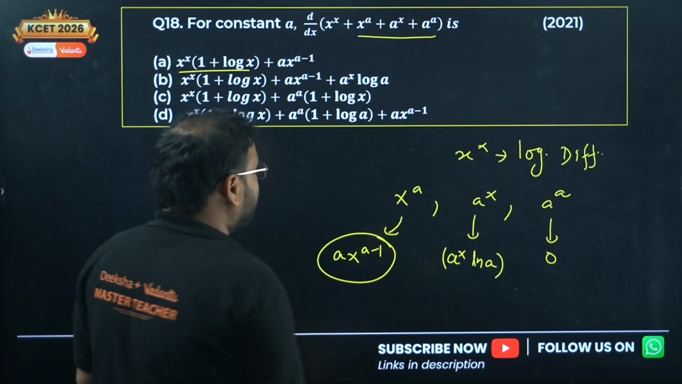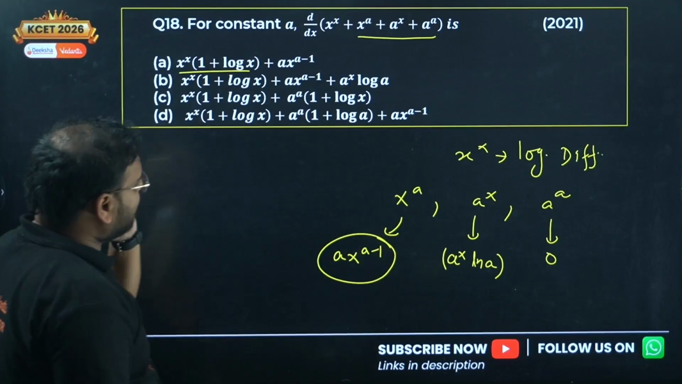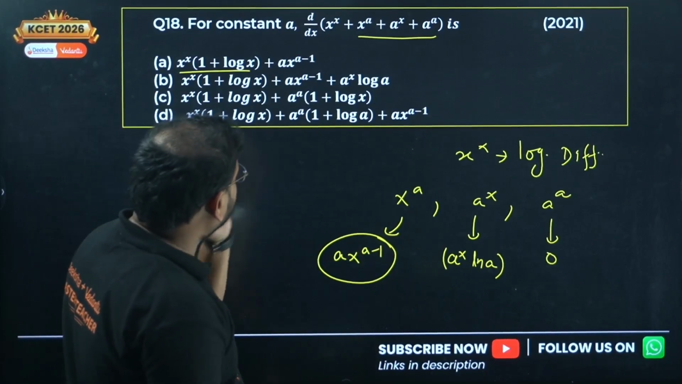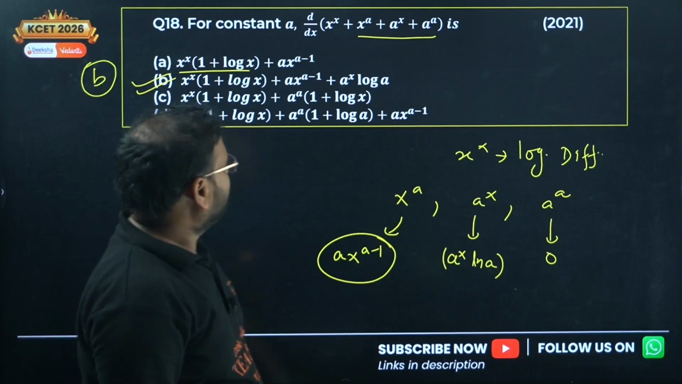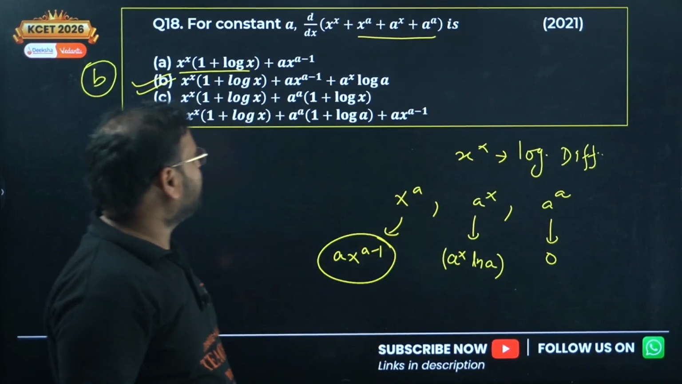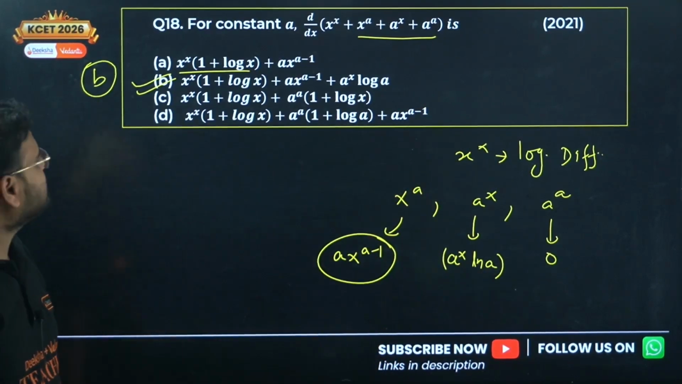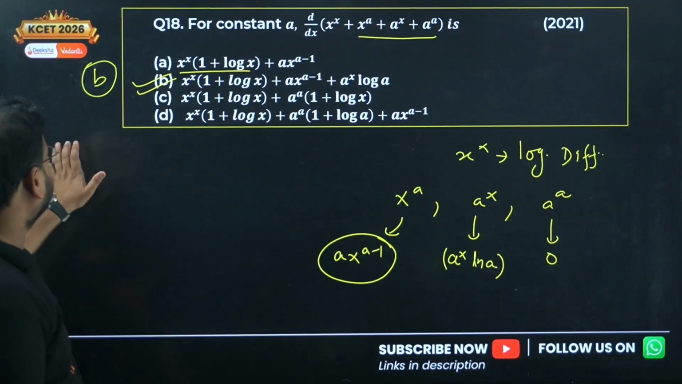Polynomial function, right? Now you cross check. A into x power a minus 1, a power x log a. Option B. Because this should be 0. Okay? So option B. Yes? Option B is the right choice.